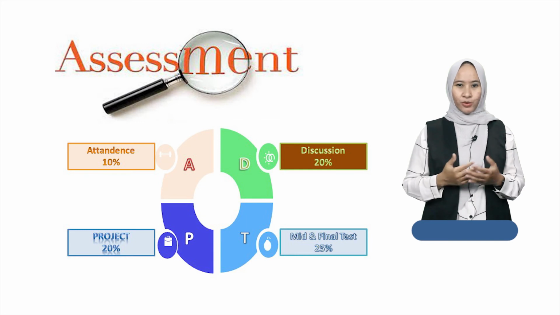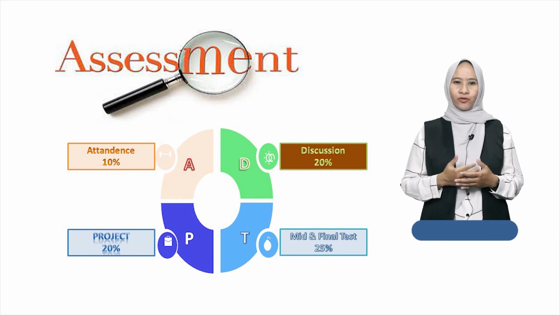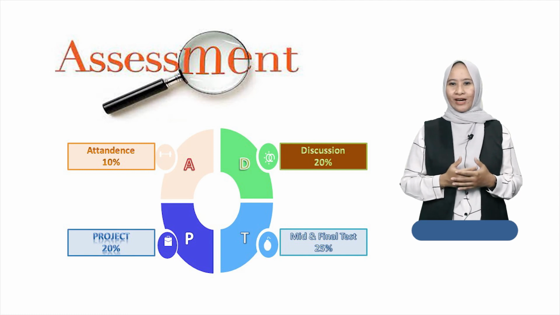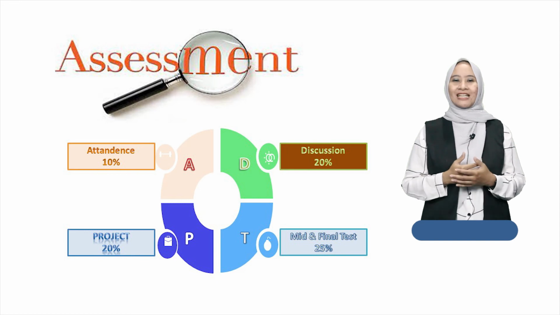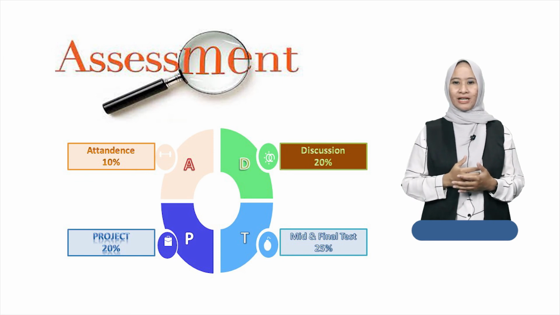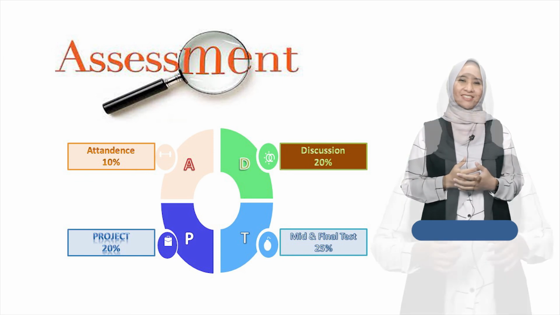Your activeness during the discussion will account for about 20% of your final scores. By completing the course project, you will gain 20% of your final scores, and by doing the midterm and final tests, you will gain 25% of each from your final scores. Surely, the score is not the only goal of learning, but it is also one of the components to determine your future.